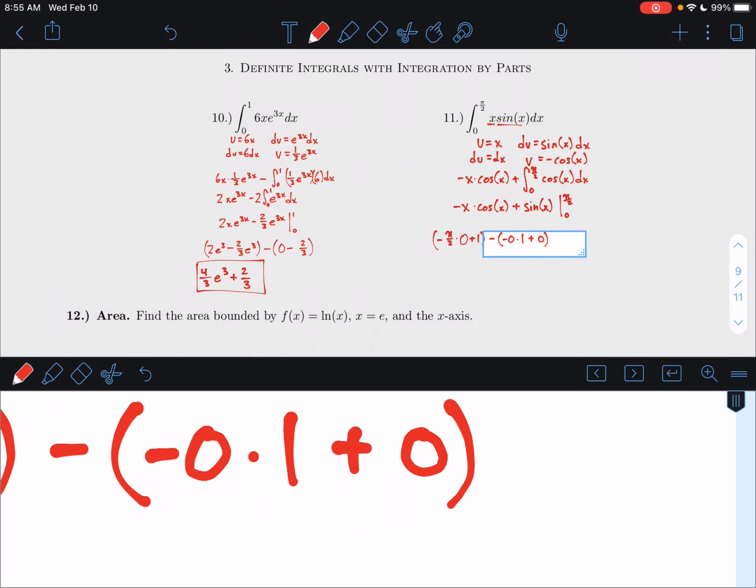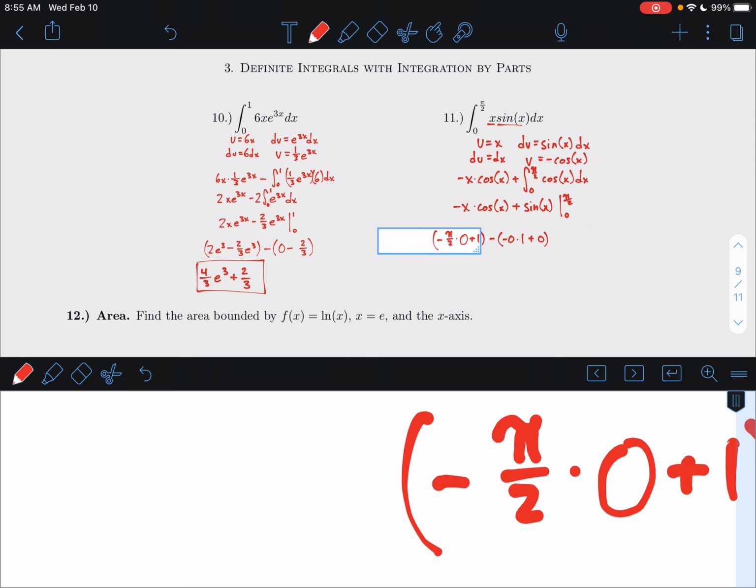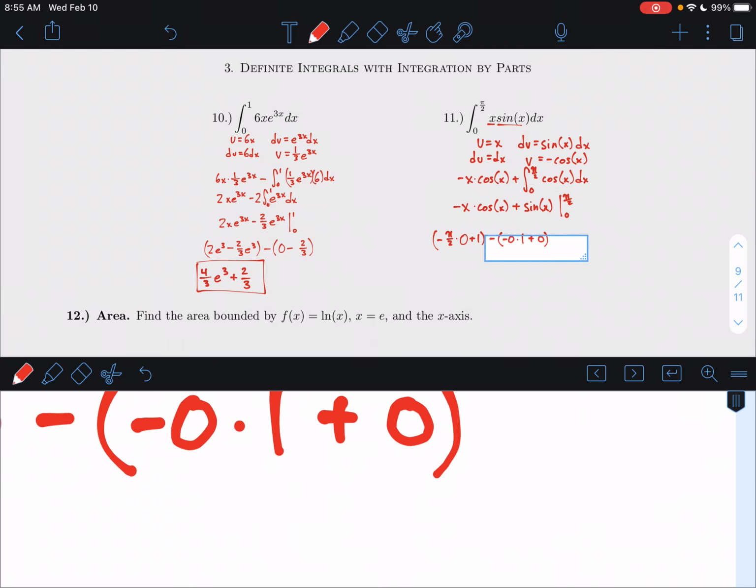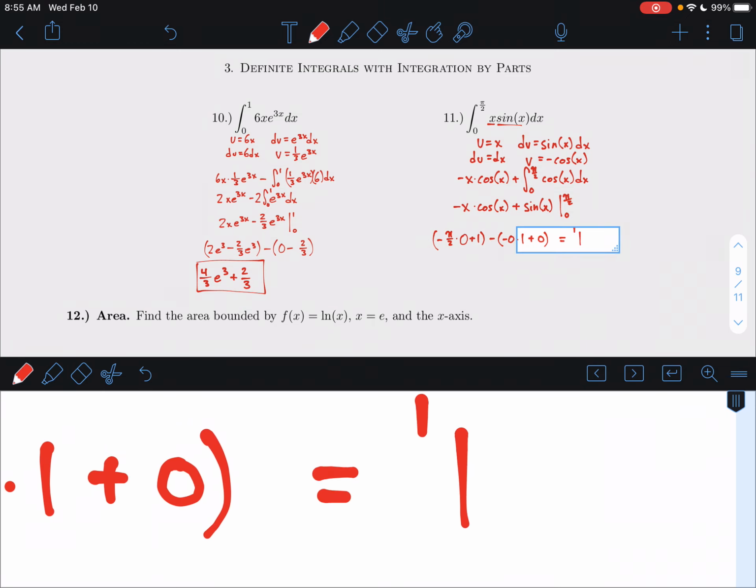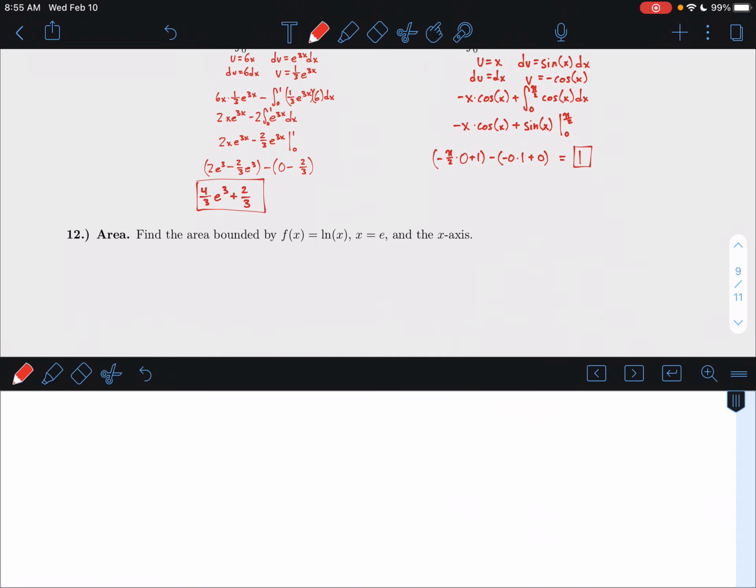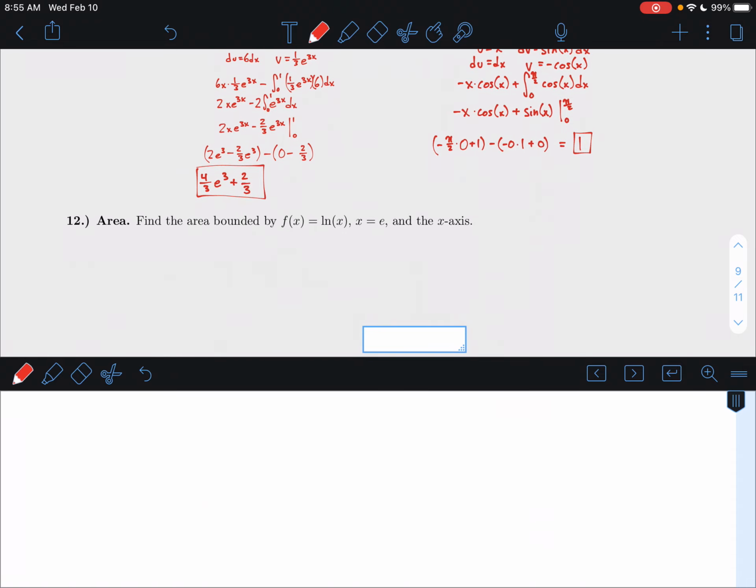So this entire side here is 0. This is 0 plus 1, meaning the final answer is just 1. It's just 1 minus 0. So that's kind of just the gist of what we're doing today.